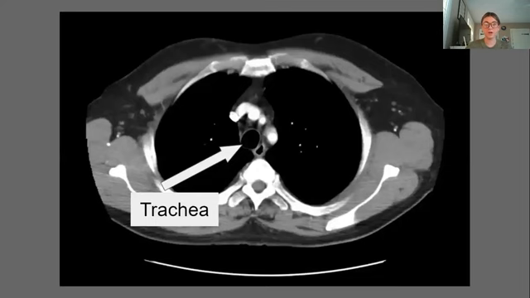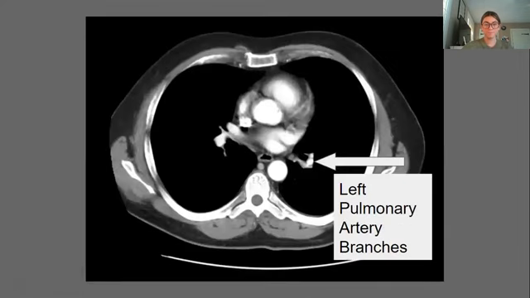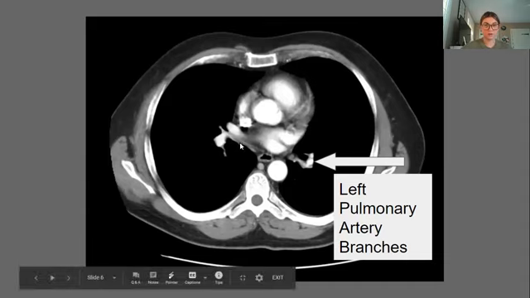Okay, so as we open up into the lung fields, you'll see the trachea. And then adjacent to the trachea is the esophagus. And then these are the left pulmonary artery branches. There's much more complex pulmonary artery anatomy. We'll actually have a separate presentation on that. So for this basic presentation, these are the left pulmonary artery branches. And then over here are the right pulmonary artery branches.